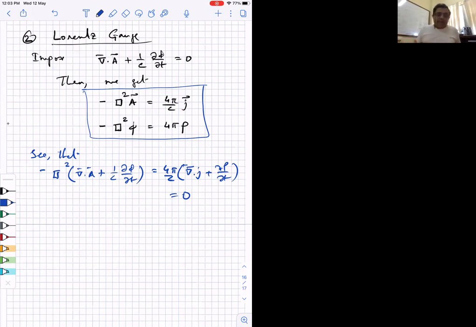My question was, if I can choose that del phi upon del t is equal to 0? Which one? That means if I only make 1 by C del phi del t equal to 0. Yes. But then it will be unphysical because then you will not have local charge conservation. Okay, yes.